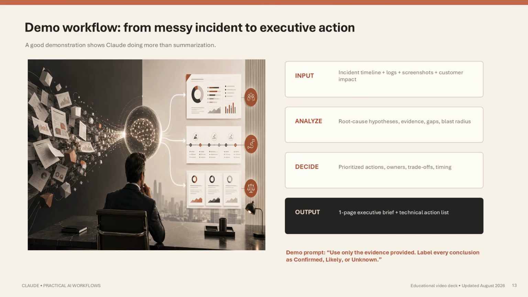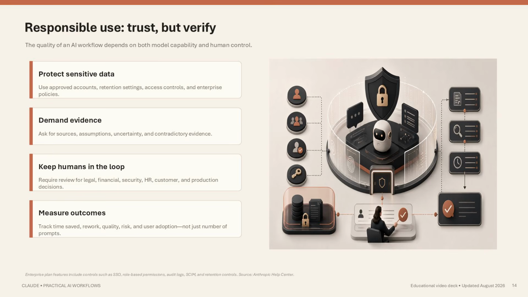The key prompt is, use only the evidence provided and label every conclusion as confirmed, likely, or unknown. That instruction is powerful because it makes the reasoning auditable. The demonstration shows the audience that Claude can organize complexity, but it also shows that evidence and uncertainty must remain visible. A strong AI program is not built only on model capability.